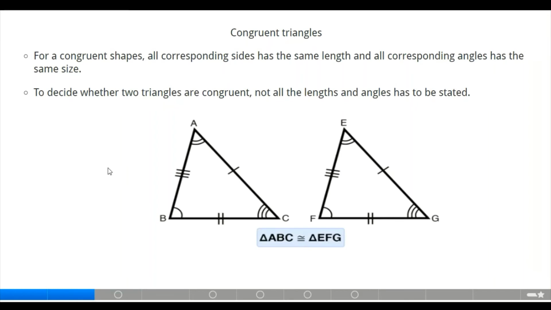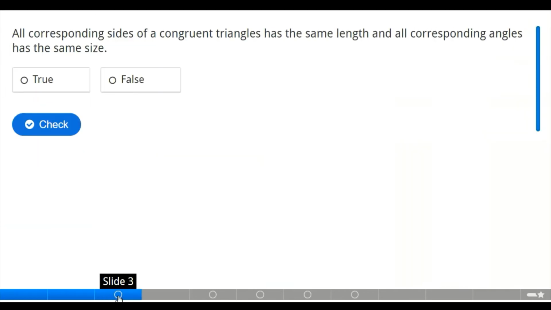For congruent shapes, like we have said in the other class, all corresponding sides must have the same length and all corresponding angles must also be the same. Now, if you want to decide whether two triangles are congruent, it's not compulsory that all the lengths and all the angles must be stated. There are some conditions that must be satisfied for two triangles to be congruent in nature. So now let's look at some of those conditions.